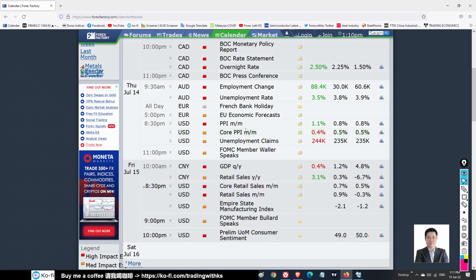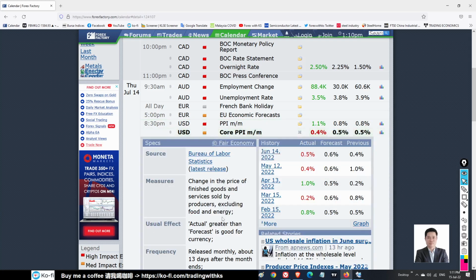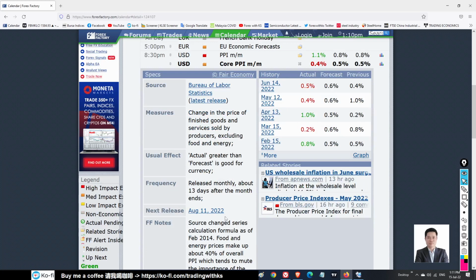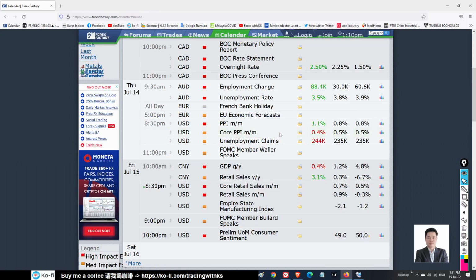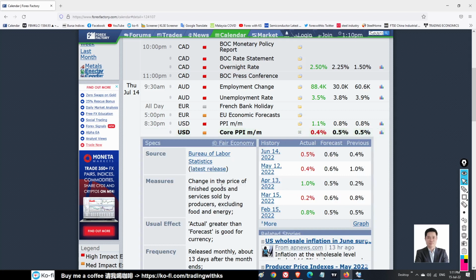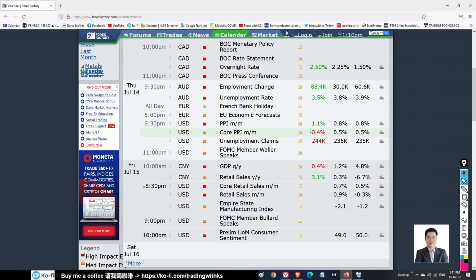There is a possibility that prices went up due to energy, and energy prices have now dropped a bit, so the core PPI started to drop. This is a good sign that inflation could be slightly slowing down. Inflation in the US could slowly come down due to the price of goods, excluding food and energy, starting to drop. When the producer price goes down, normally the consumer price goes down too.